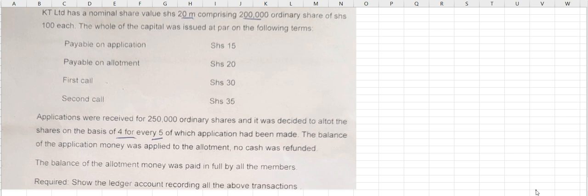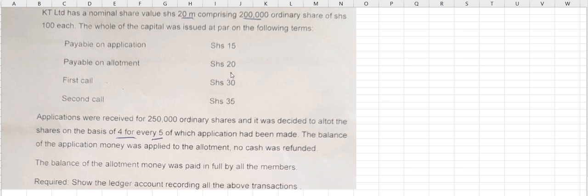So the company is KT Ltd. It has a nominal share value of 20 million. They have 200,000 ordinary shares, and the par value of each share is 100. The payment schedule is given. On application, they pay 15. On allotment, they pay 20. On first call, it's 30. And then on the second call, it is 35.